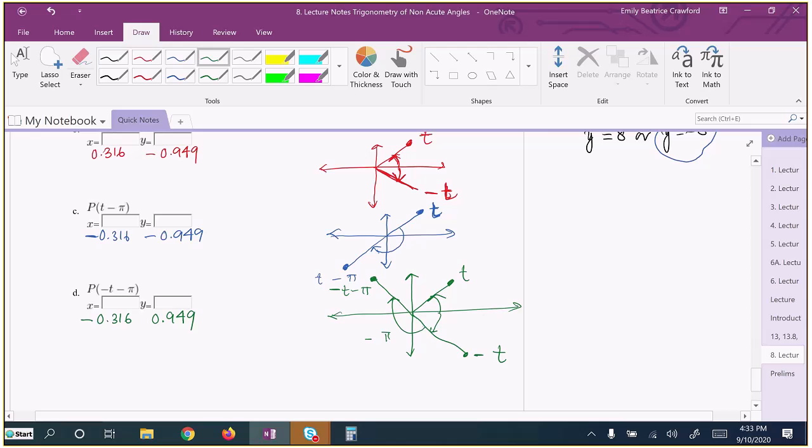So that kind of sums up all the things that we wanted to talk about in today's lecture. Keep working on your homework. Let me know if you have any questions. Next time, we're going to start a little more generalization of the trigonometric ratios for a real number.